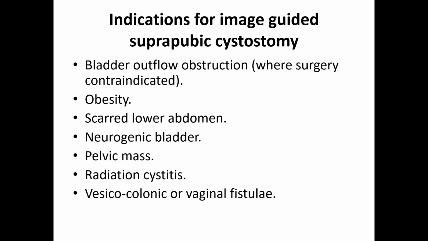As I mentioned, the indications for image-guided are bladder obstruction where surgery is contraindicated, and obesity, because in morbid obesity the fat makes it very difficult to do without image guidance. In the case of a scarred lower abdomen, neurogenic bladder, because you are unable to palpate the bladder as it is flaccid, or a pelvic mass pushing and making the anatomy unfavorable to do the puncture. In radiation cystitis, there is a possibility of bleeding if you cannot do a perfect puncture. And in vesicocolonic or vaginal fistula, it's better to be precise, and you put a catheter under image guidance.